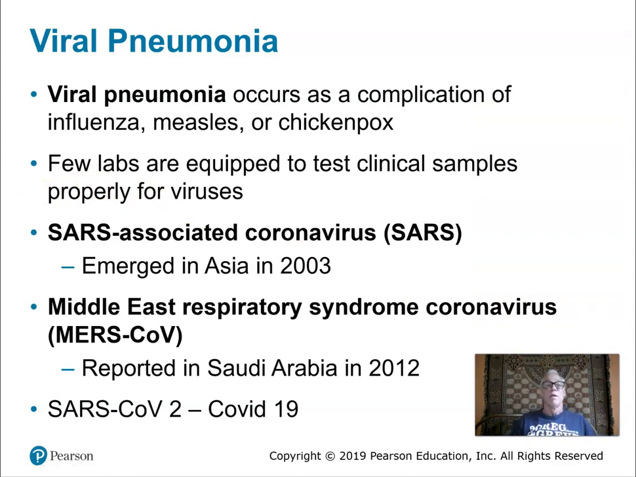Viral pneumonia can occur as a complication of influenza, measles, and chickenpox. So inflammation just gets into the lungs when these bacteria or these viruses are growing on the epithelia. Few labs are equipped to test, so it's something that people just deal with. It's not usually diagnosed.